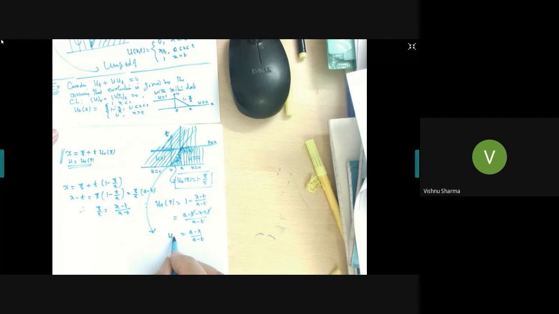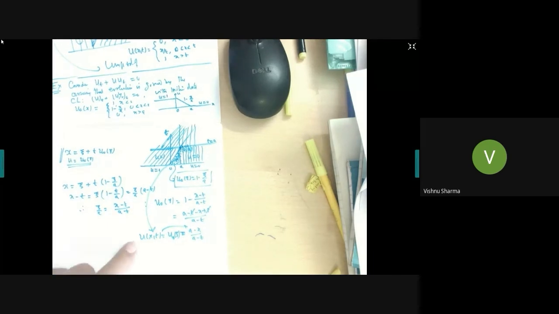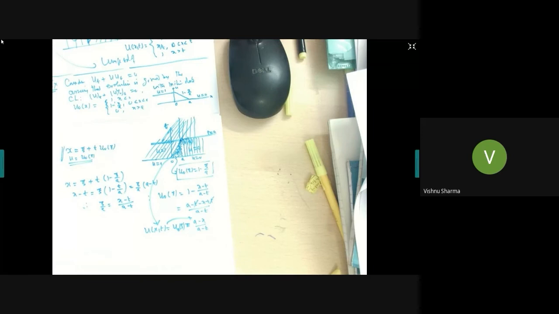So the solution in this region is u of x, t, which is nothing but u naught of xi. U naught of xi is a function of x and t. This is your a minus x upon a minus t. Is it clear?